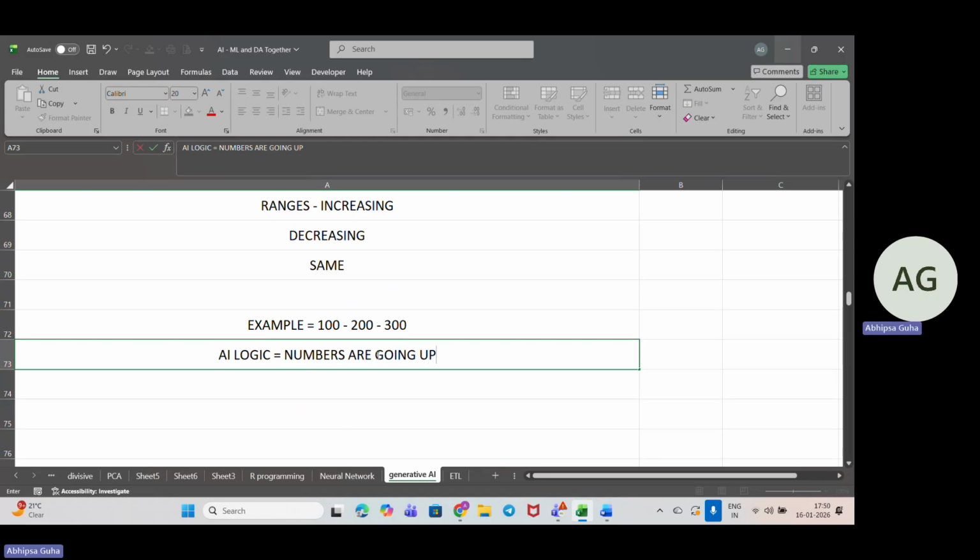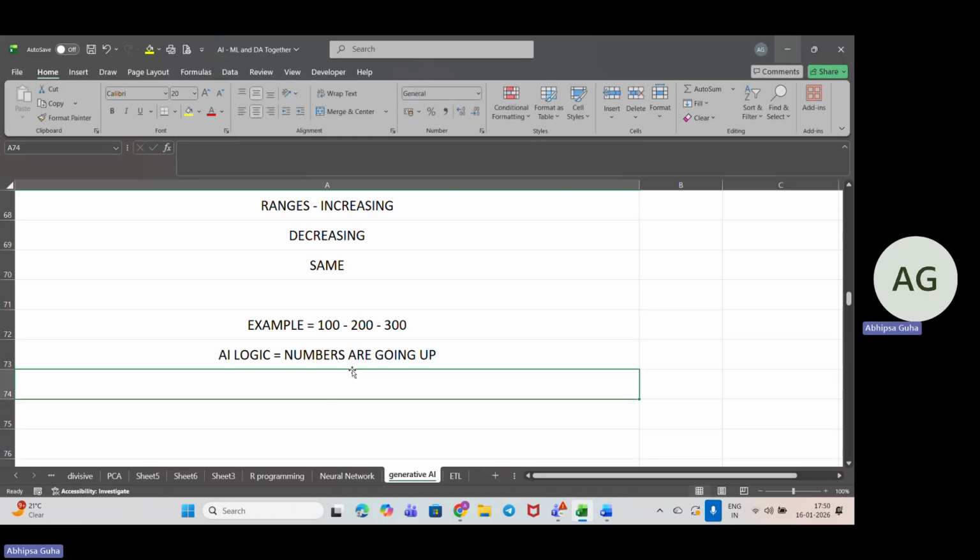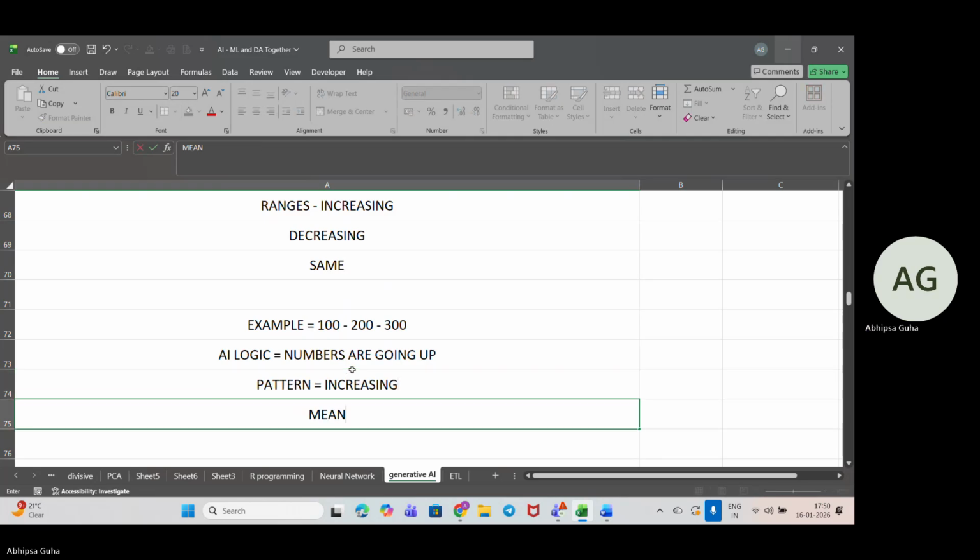Numbers are going up. That means, what is the pattern it is taking? The pattern is that the numbers are increasing, right? So that means growth for sales data. So this is the idea that the system is accepting.